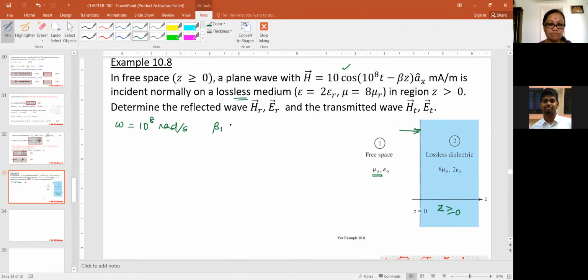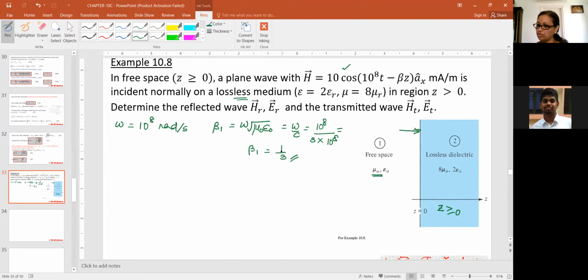That is beta in the first medium. You know the relationship between omega and beta: omega into under root of mu epsilon. But in this case it is mu naught and epsilon naught because this medium is free space, so this will be omega by c. Now substitute: omega is 10 to the power of 8, and c is 3 into 10 to the power of 8. So you get beta 1 as 1 by 3. That's the first answer you are getting.